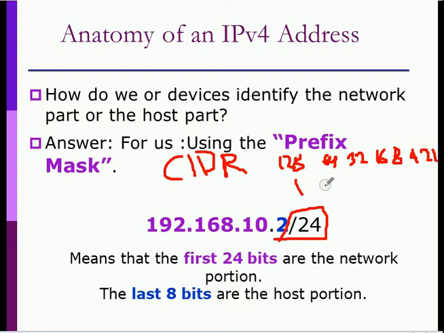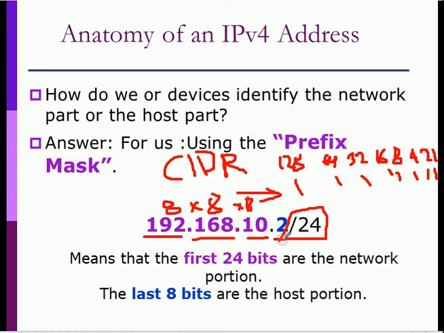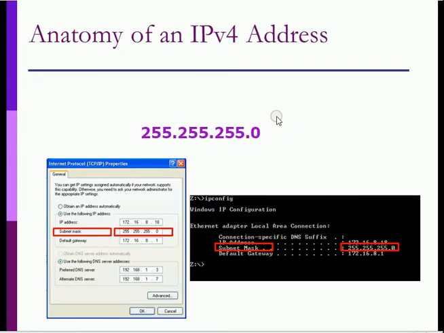So for 24 you need 1, 2, 3, 4, 5, 6, 7, 8. For each set you will get 8, and 8 into 3 you will get 24. So this, and this, 8 into 8 into 8, that's 24. That means this whole part is my prefix mask, the network portion. That's an easy way to determine the network portion. It will become a whole lot easier when we do classful addressing, and this is called the subnet mask.